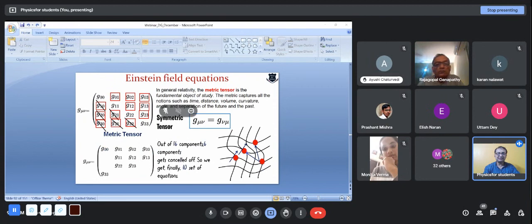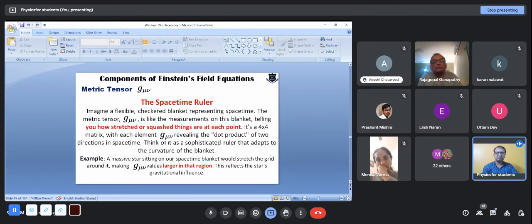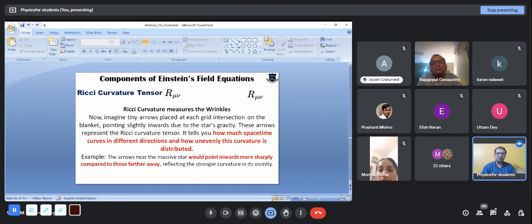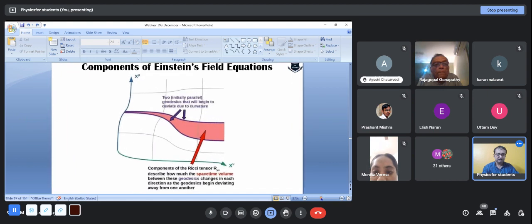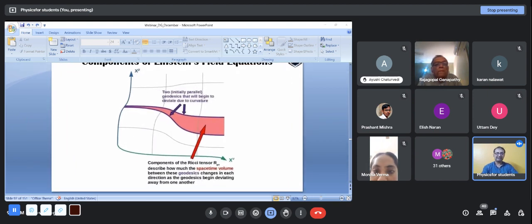Right, so this is actually the kind of measurement. That is why I told you it is a little bit difficult. So the wrinkles mean how much space-time is curved in various directions. I will show you an example. Now you see this one. Let me zoom a little bit more so that it is clear. You see two initial geodesics which started as two straight lines. They should be parallel, but they actually diverge, right? So what the Ricci tensor tells is how much the space-time volume between these two geodesics changes in each direction.